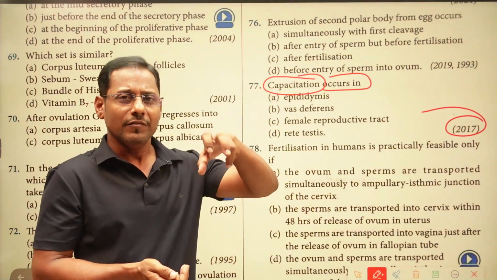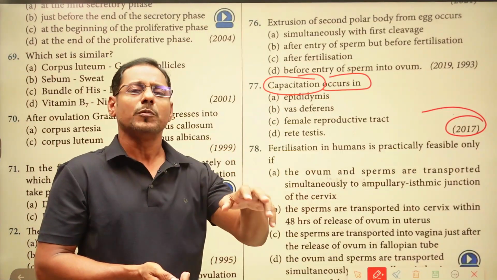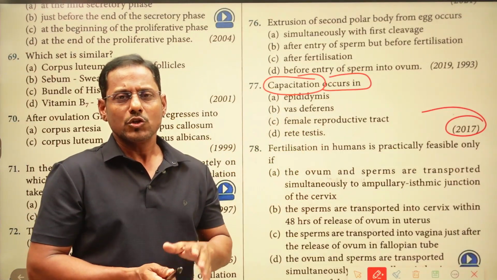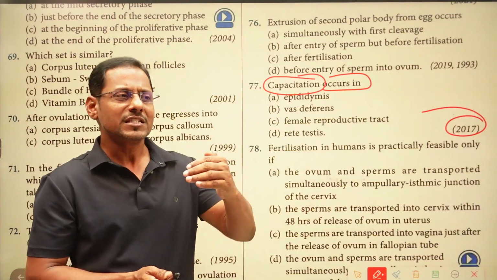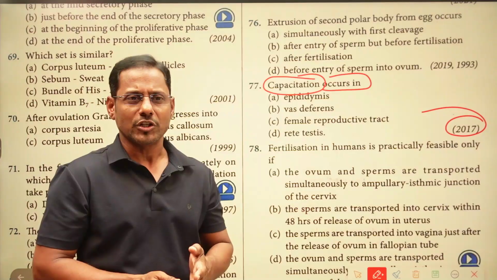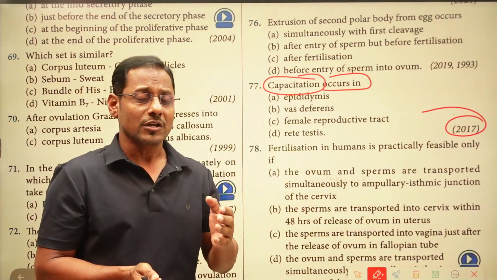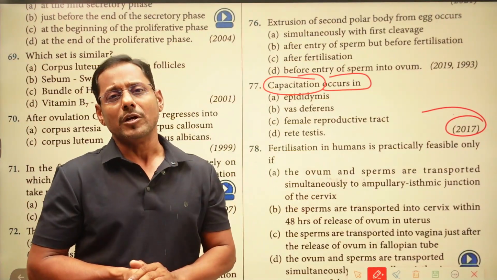So, the activated sperm moves very fast. This activation, or the initiation of this particular activation, is done by the secretions which are secreted from the female reproductive tract.